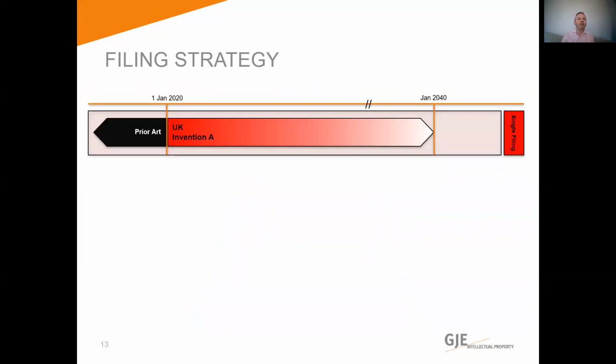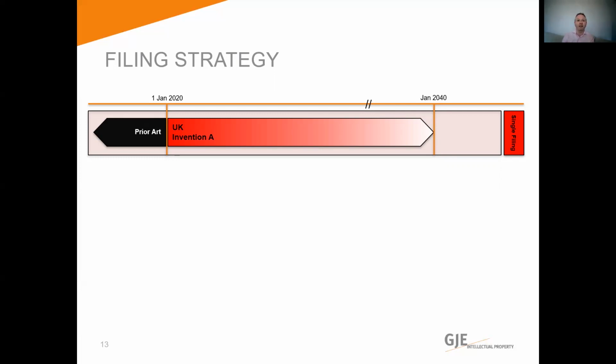So we file the application at the UK Patent Office on the 1st of January 2020. This just makes the timelines a little bit clearer. And let's say that it discloses your current innovation, which we'll call Invention A. Patents typically have a lifetime of 20 years, and so the UK patent will expire, once granted, at the start of 2040.